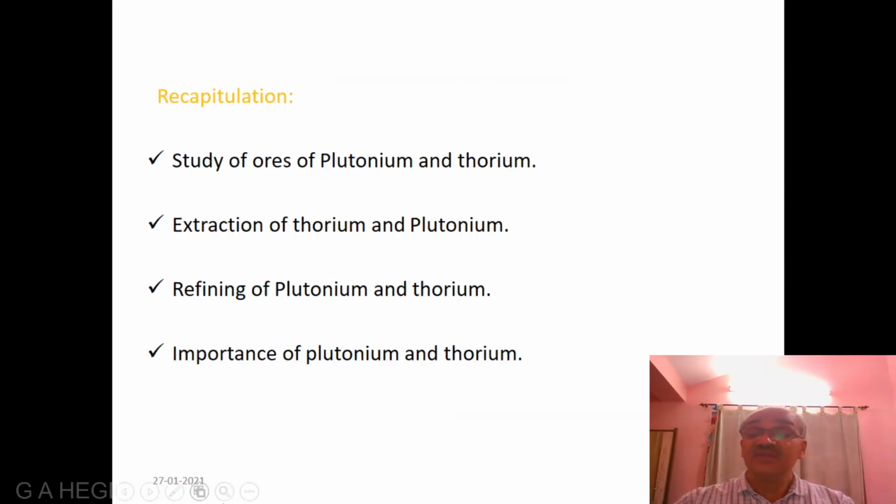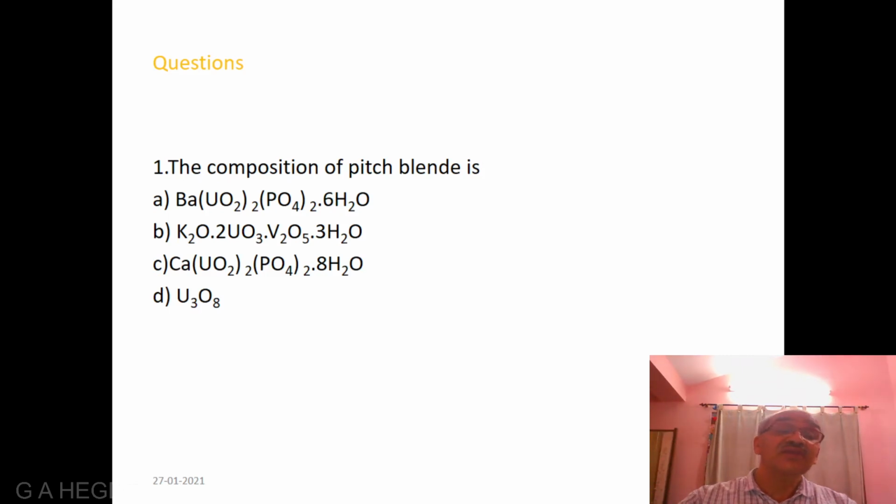After studying this, let us recall what we discussed so far. We discussed about study of sources of uranium and plutonium, extraction of uranium and plutonium, refining of plutonium and uranium, and also importance of plutonium and uranium. With this, let us try to answer some simple questions.